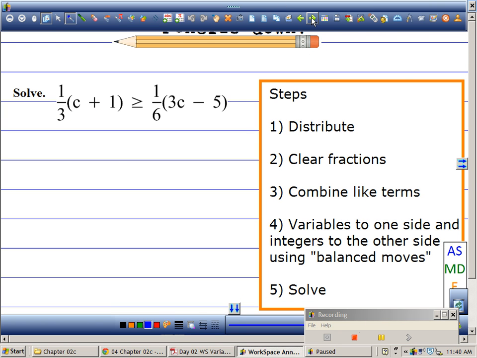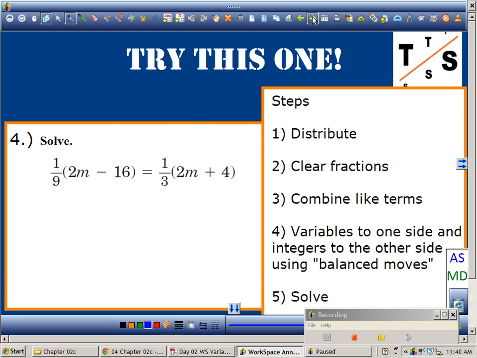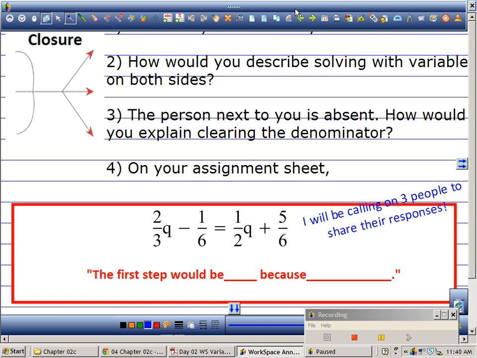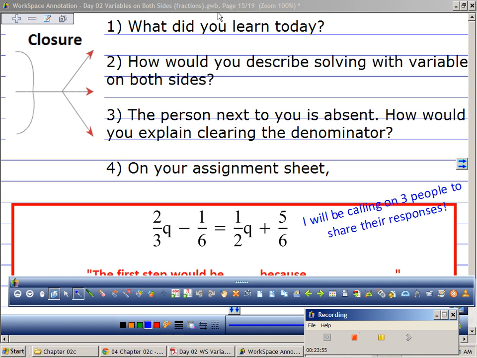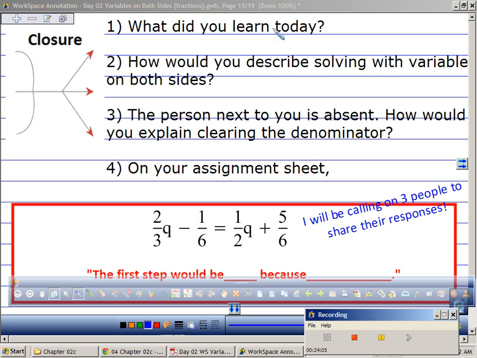I don't think we need to go through this last one. I think I want you guys to get started on some homework. So let's look at this. There we go. What did you learn today? How to solve variables on both sides. Variables on both sides with fractions.